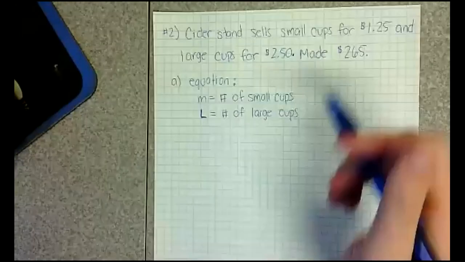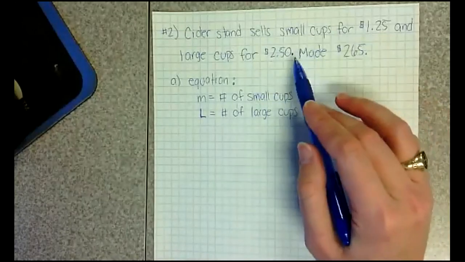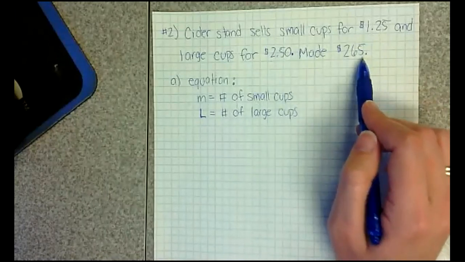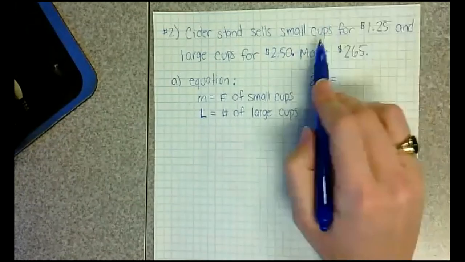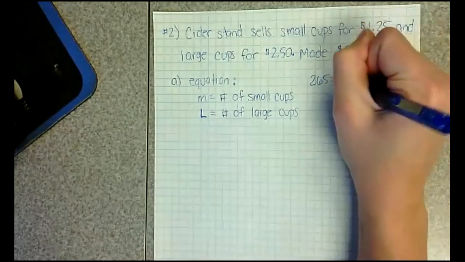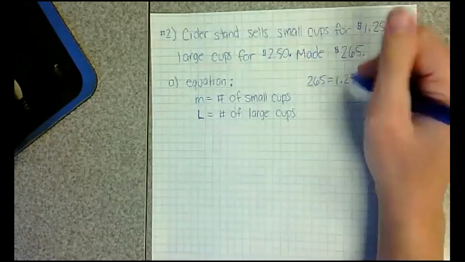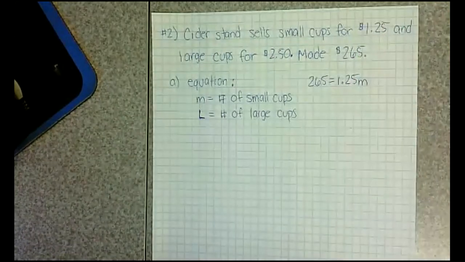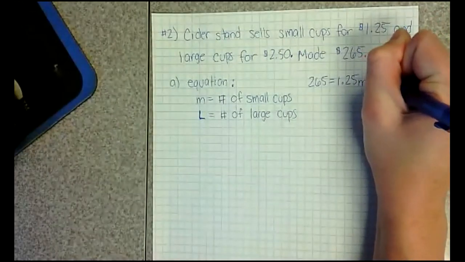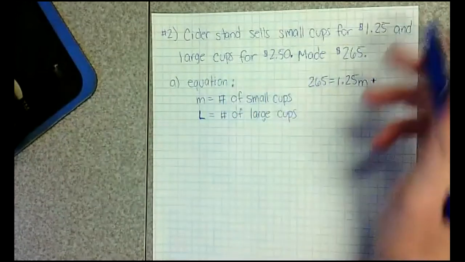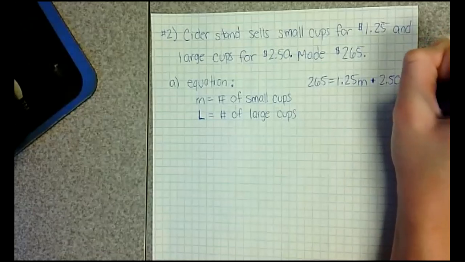Stephen and Imolak, you're very close. So coming up here, we've got to use these three numbers that they gave us. So if he made 265, that would be my total. So 265 equals small cup price 125. But I don't know how many we got. So it would be 125N or X or S, whatever variable you're using. And plus large cups for 250. So 250 times every large cup that we get.